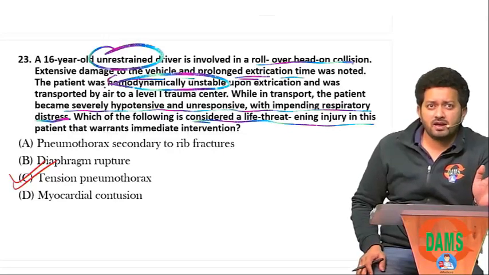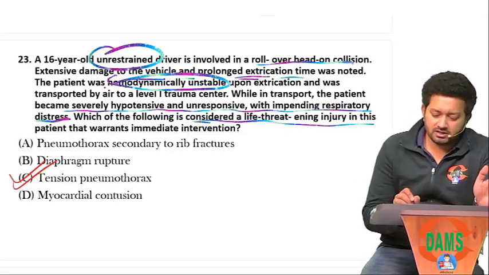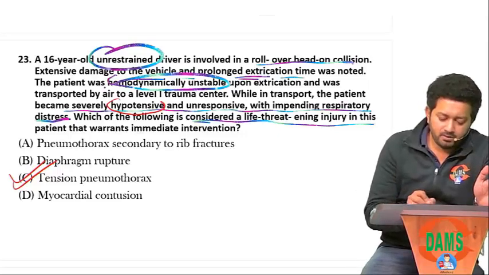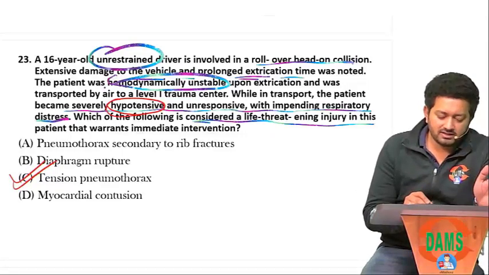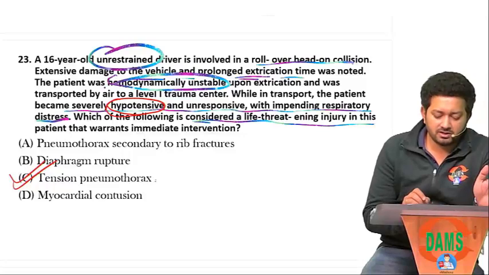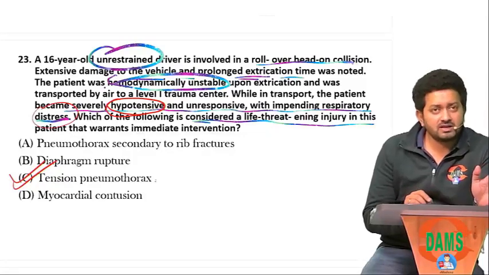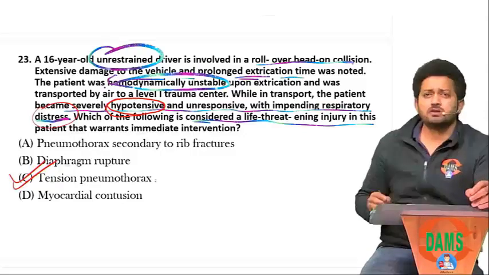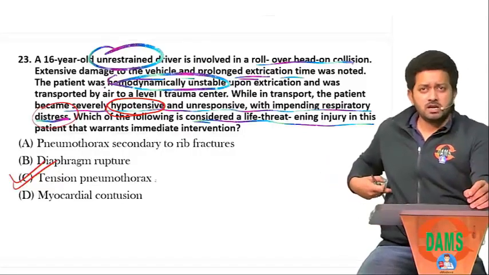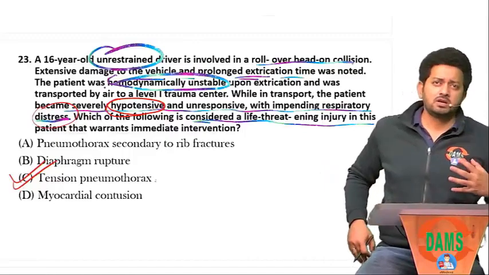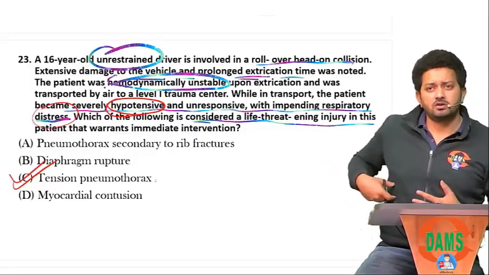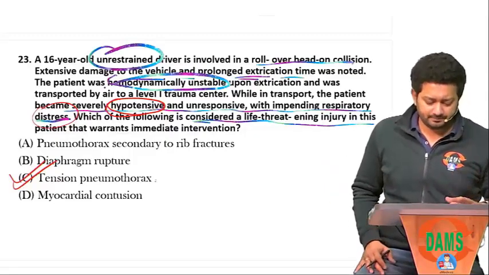Why are we saying tension? Because the patient is hypotensive. Only in these cases will a tension pneumothorax patient be hypotensive, with severe respiratory distress. We all know tension pneumothorax: first you put a needle in the fifth intercostal space to immediately decompress, and later on you will put an ICD.